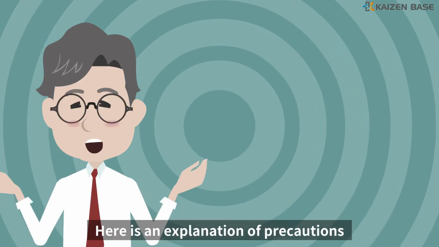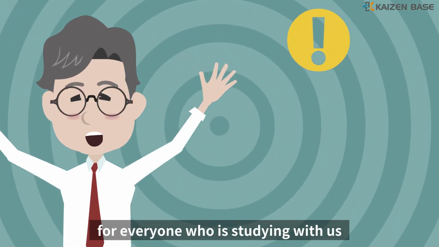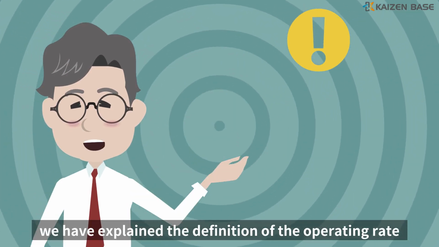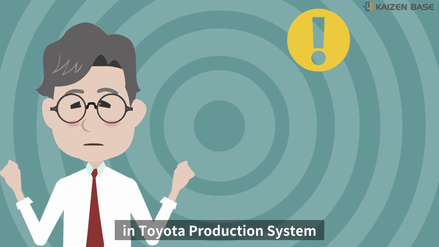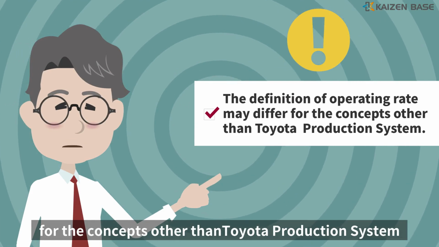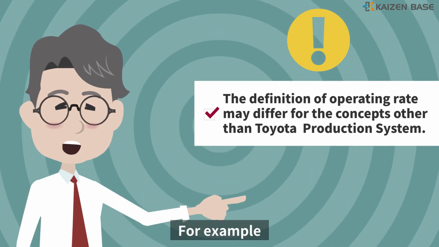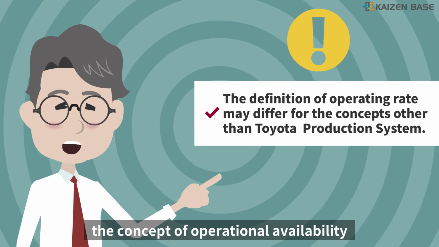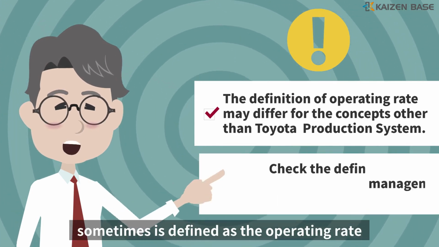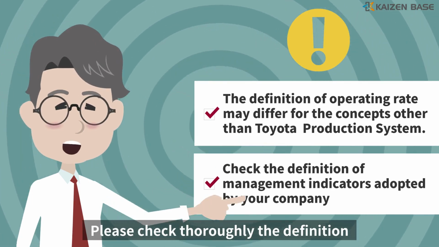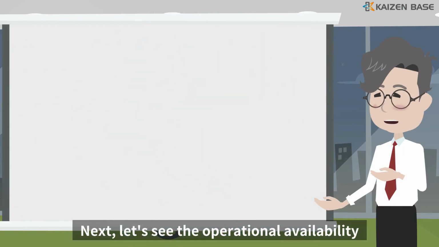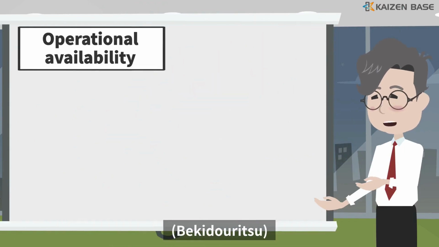Here is an explanation of precautions for everyone who is studying with us. In the explanation so far, we have explained the definition of the operating rate in Toyota production system. Please pay attention that the definition of operating rate may differ for the concepts other than Toyota production system. For example, the concept of operational availability, which will be explained below, sometimes is defined as the operating rate. Please check thoroughly the definition of management indicators adopted by your company. Next, let's see the operational availability, Kadow Ritsu.